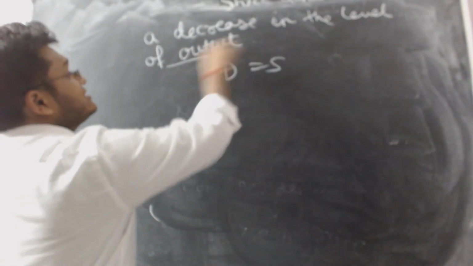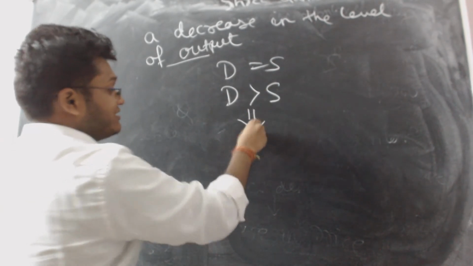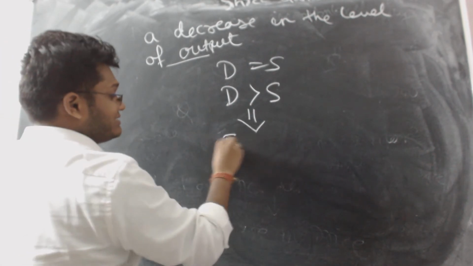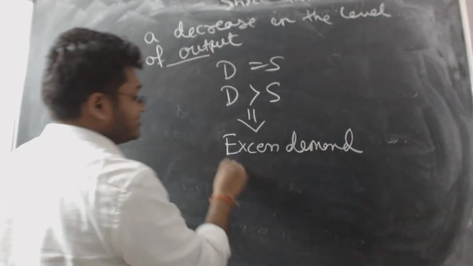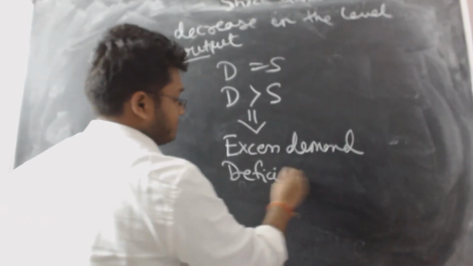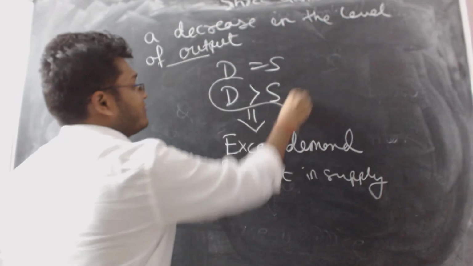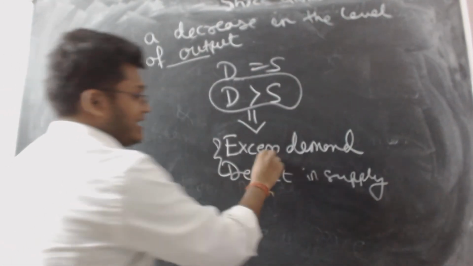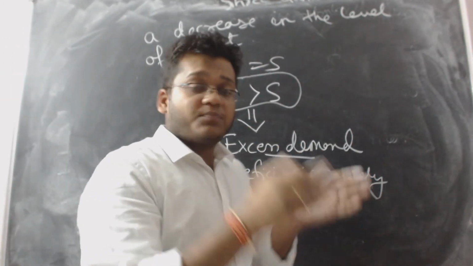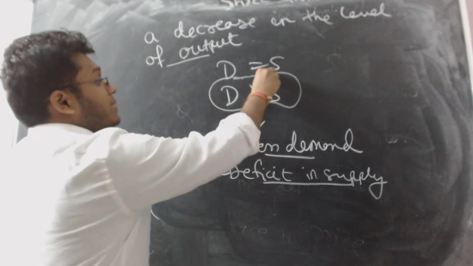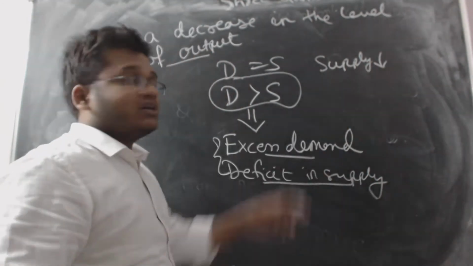Now suddenly what has happened? There is a decrease in the level of output. So D is greater than S. Now this situation implies two things. Either it is a situation of excess demand because demand is greater than supply, or it is a situation of deficit in supply. You can write it both ways, because whenever demand is greater than supply, it signifies excess demand or deficit in supply. Demand of the people is the same, demand has not reduced, but your supply, that is your aggregate level of output, has reduced.